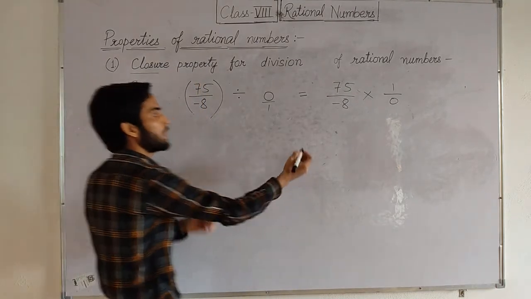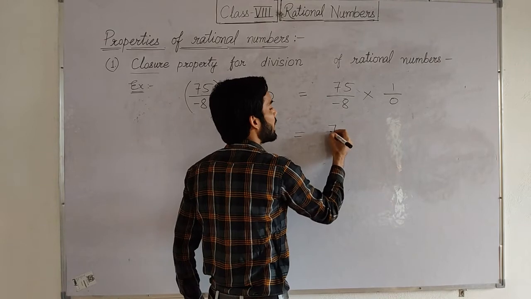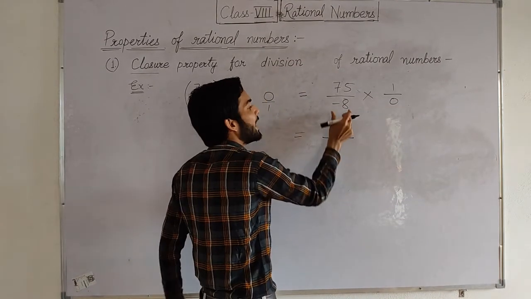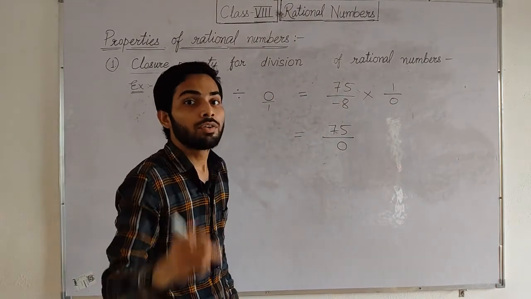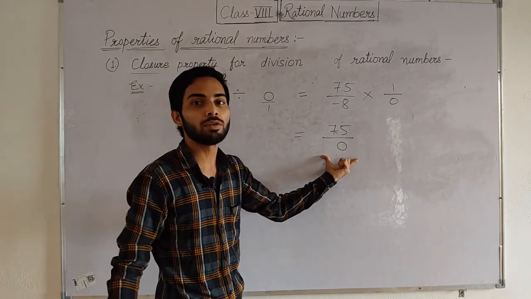So my dear students, the numerator is multiplied by the numerator: 75 times 1 is 75, and the denominator is multiplied by the denominator: minus 8 multiplied by 0, that will be 0. Now my dear students, try to find out the answer. What will be the answer of 75 by 0?